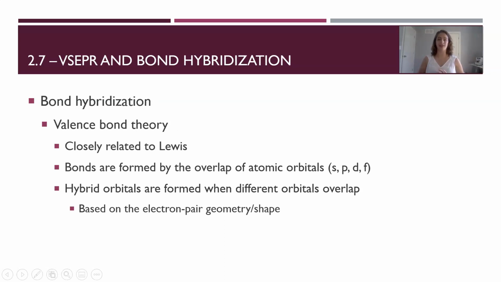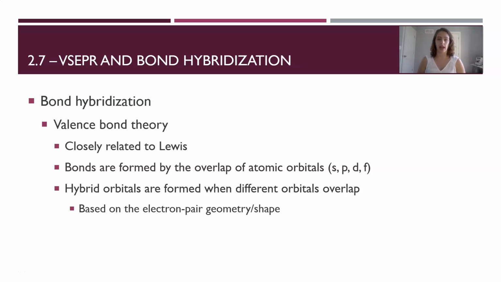Okay, bond hybridization. So when we talk about bond hybridization, we're going to use a different theory. It's called valence bond theory. This is really similar to Lewis and our Lewis structures, and so we're going to use those to guide our bond hybridization. And so this goes a little bit deeper, and it acknowledges that the bonds are formed when atomic orbitals overlap. And so we're talking about our S, P, D, and F shapes overlapping here. And so that's how we form bonds, is those shapes overlap.